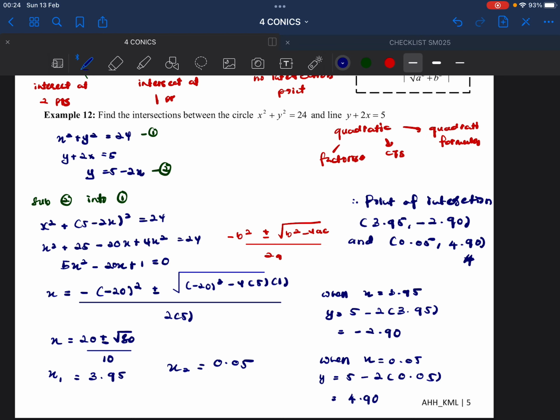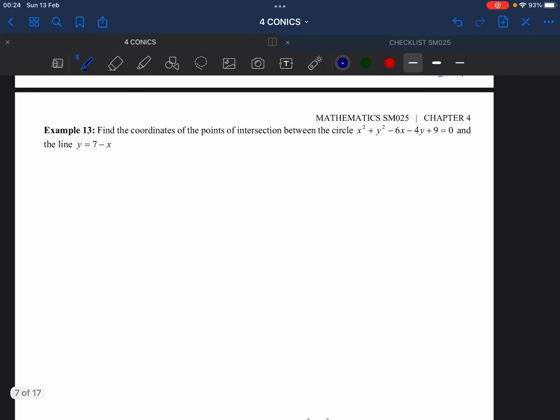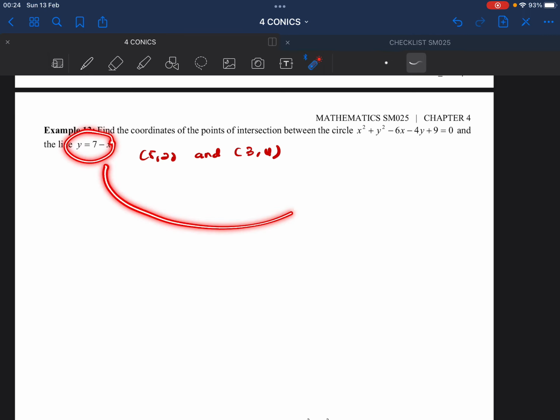Alright, so now let's do one more question. Find the coordinates of the point of intersection between the circle and the line. You can do this one by yourself, and I'll give the answer: (5, 2) and (3, 4). Very simple, just substitute the equation of the line into the equation of the circle, so you get a quadratic equation. Then use your calculator to get the x or the y, and find the point of intersection.